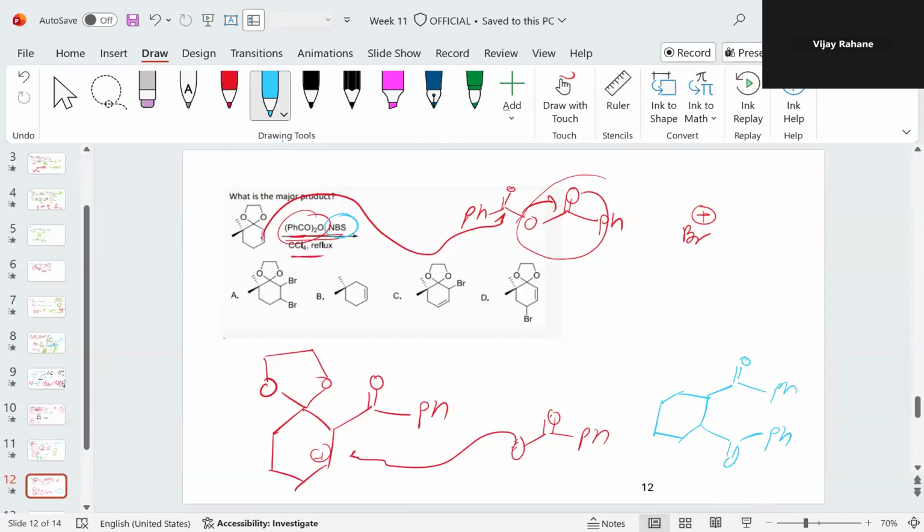But we have another source, Br positive. Then what is its role? So, mostly looking at the answers, definitely this reaction does not go in this fashion.